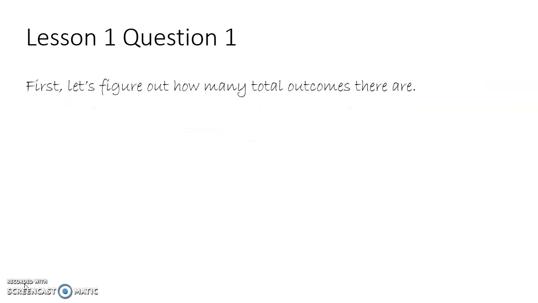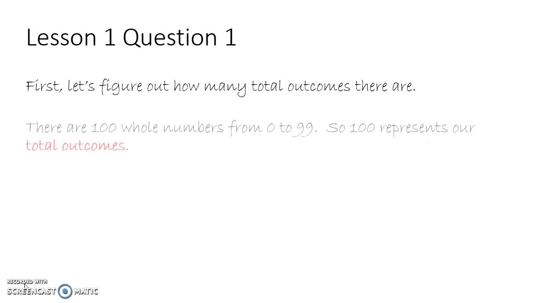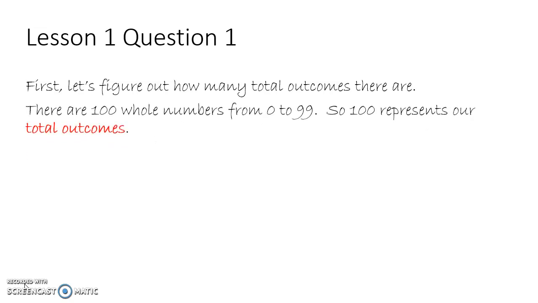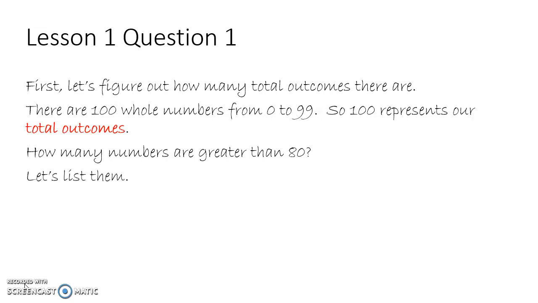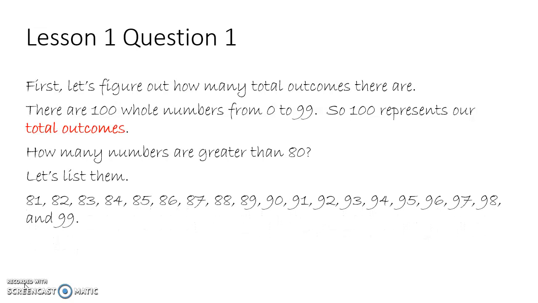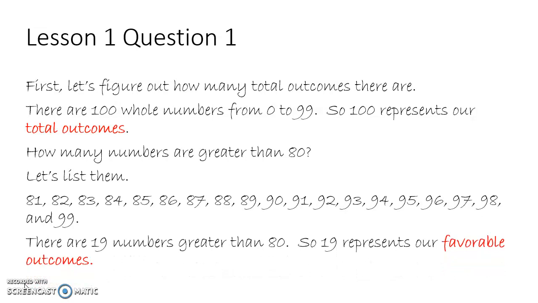So to tackle this, let's first figure out how many total outcomes there are. There are 100 whole numbers from 0 to 99, so 100 will represent our total outcomes. Next, we want to ask how many numbers are greater than 80. So let's list them. Here they are, 81 all the way to 99, and if we count those up, we will see there are 19 numbers greater than 80. So 19 is going to represent our favorable outcomes.